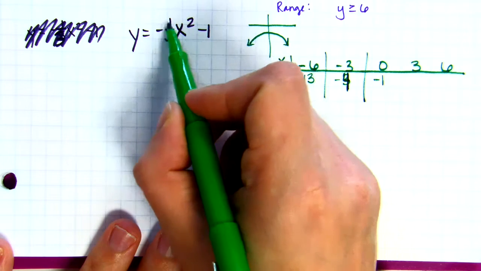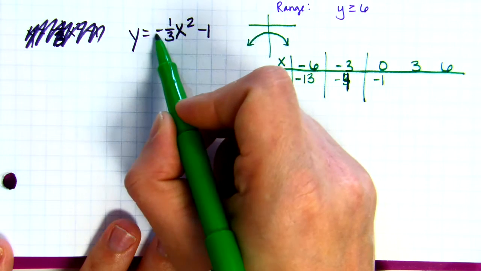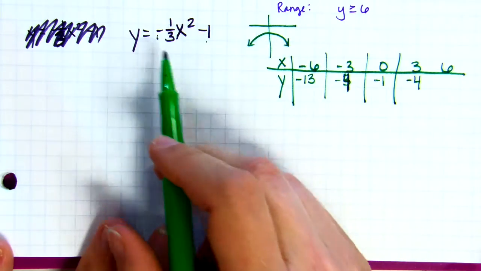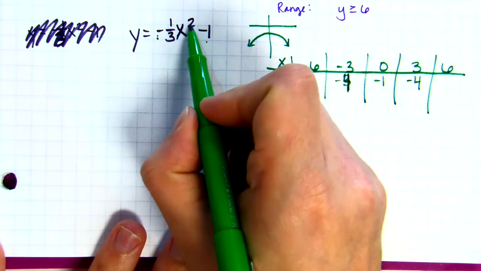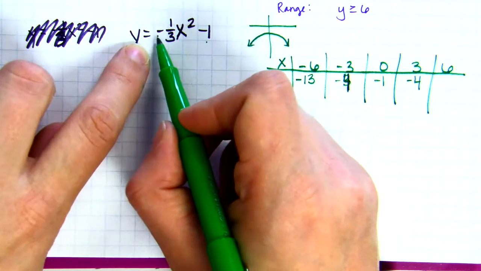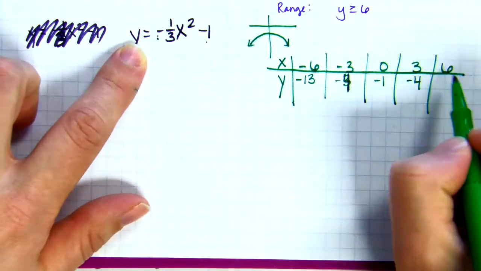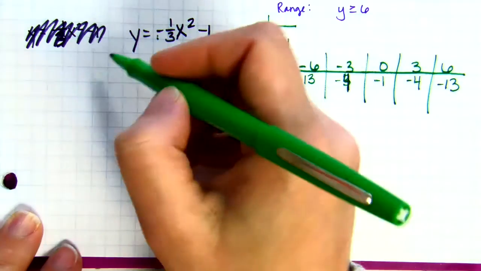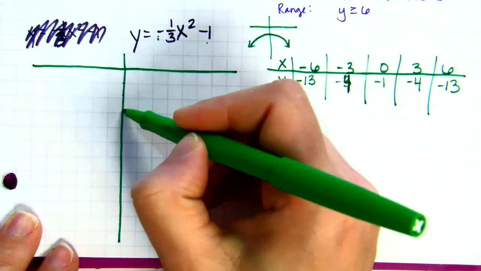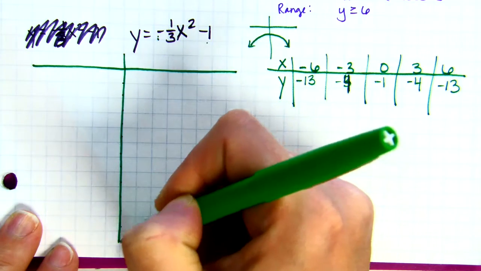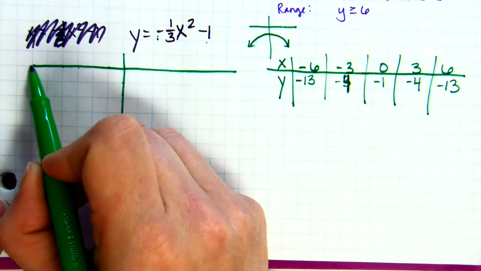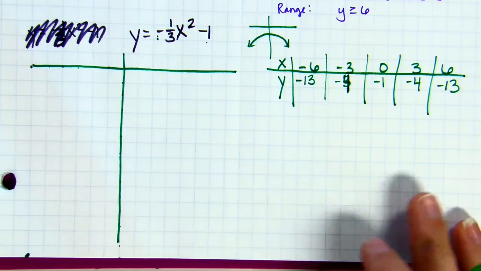3 squared is 9. 1/3 of 9 is 3, but it's negative, so negative 3 minus 1 is negative 4. I really should be showing my work for this. 6 squared is 36. 1/3 of 36 is 12, but it's negative 12, minus 1 is negative 13. So when I do this, oh my gosh, I'm so close. So negative 6, 1, 2, 3, 4, 5, 6. Negative 13 is way the heck down there.